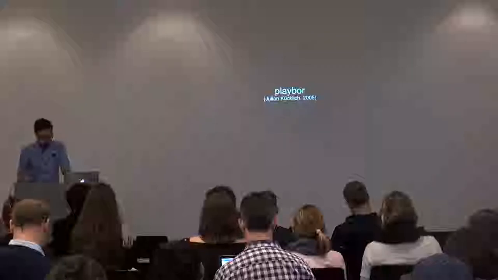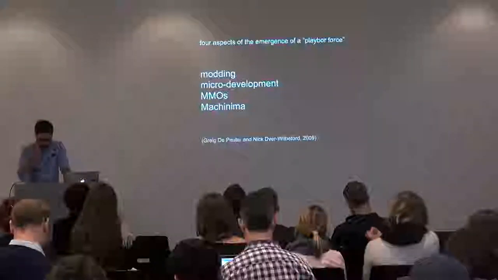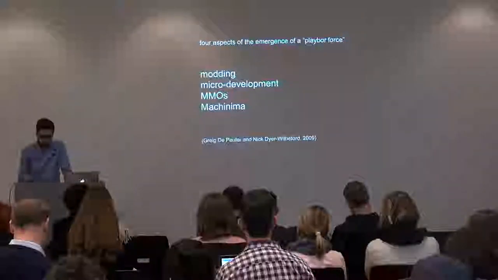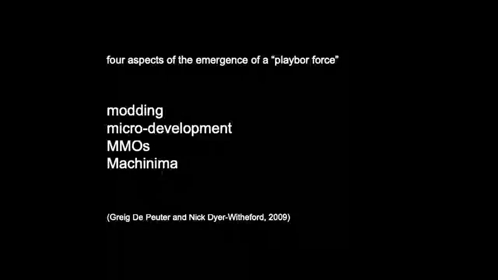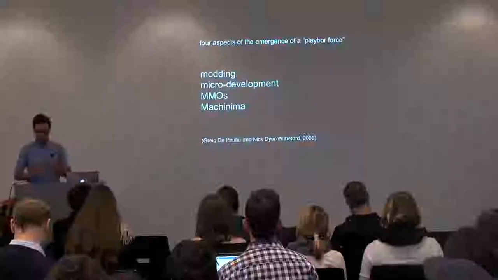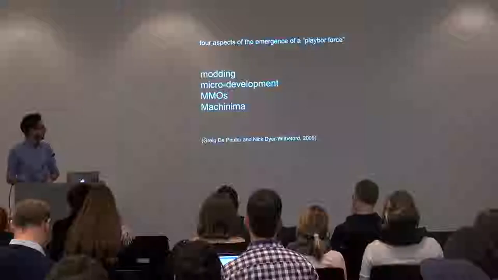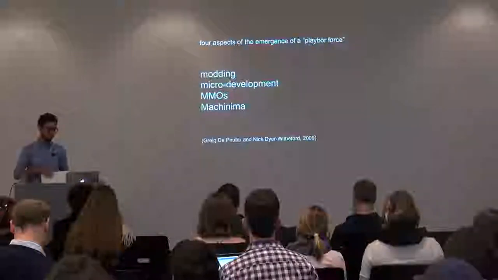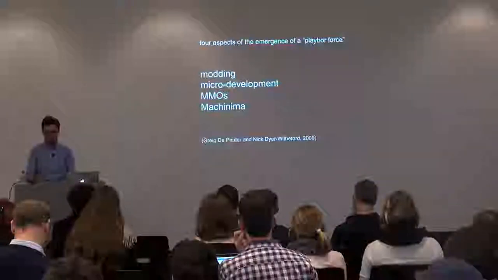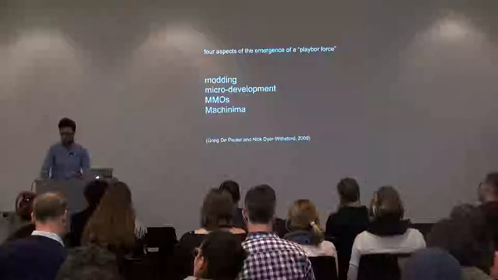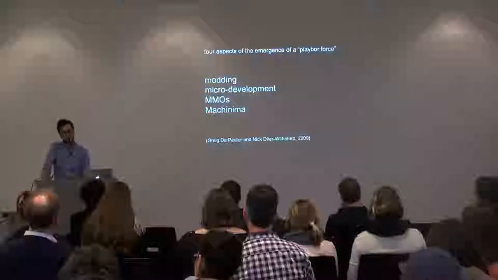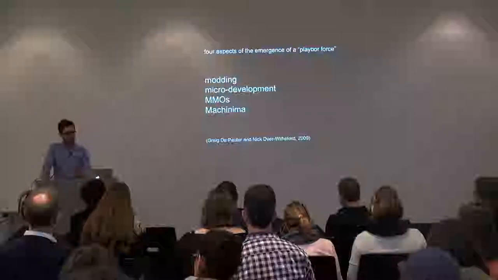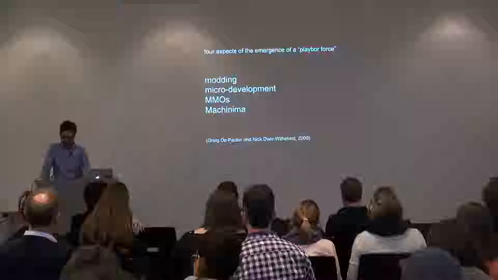And on top of this phenomenon of modding, there are three other examples offered by Greg De Peuter and Nick Dyer-Witheford, also relating to computer games: microdevelopment, massively multiplayer online games, and machinima. I don't think I have time to go into details, but maybe we can leave that for the discussion if you're interested. I think the most important one in connection to in-game photography is machinima, as it somehow has to do with a medium that is very close to photography. Machinima is the practice of appropriating in-game footage to then re-edit it and often add in subtitles and narrative, making it a different sort of artistic form.